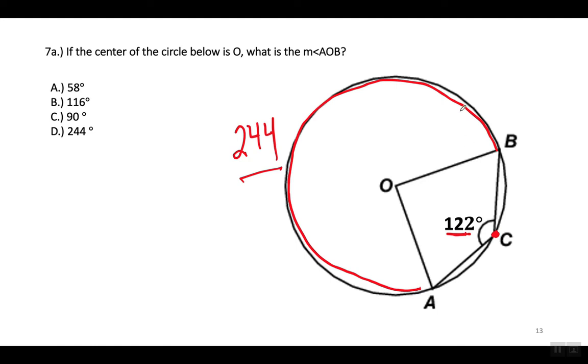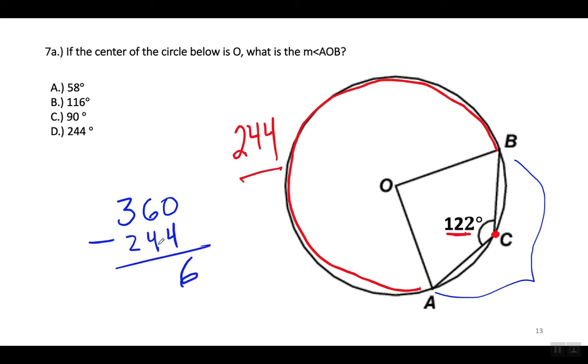That means that a circle, we know a circle is 360. So this remaining arc has to be 360 minus 244. Okay, el arco que falta tiene que ser 360 menos 244, porque sabemos que un círculo mide 360. So when I subtract that, I'm going to get 116.